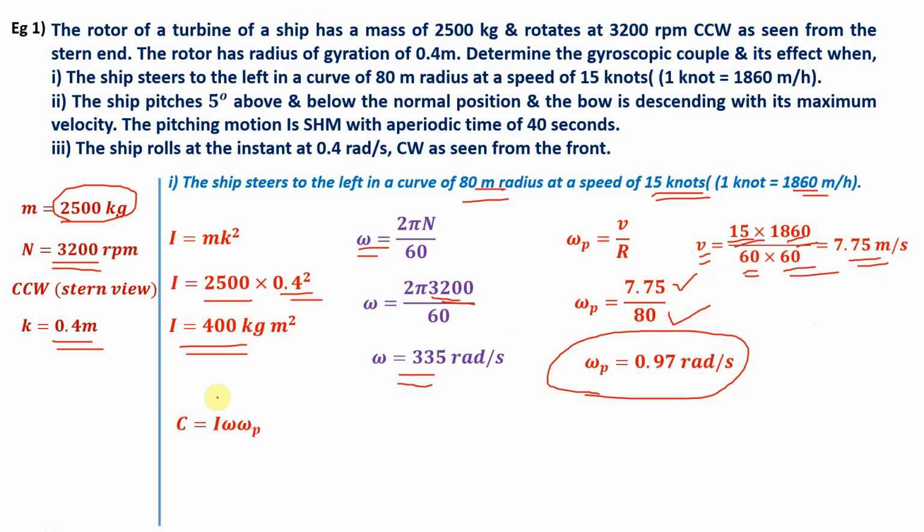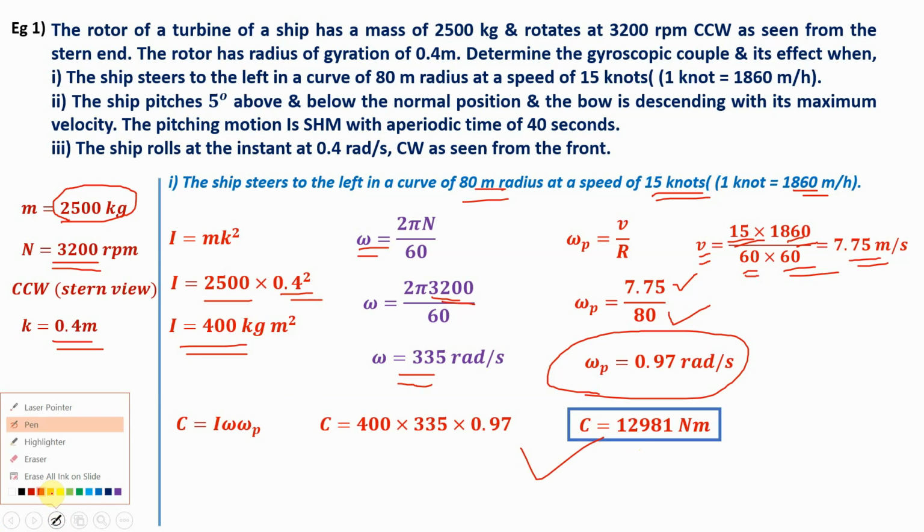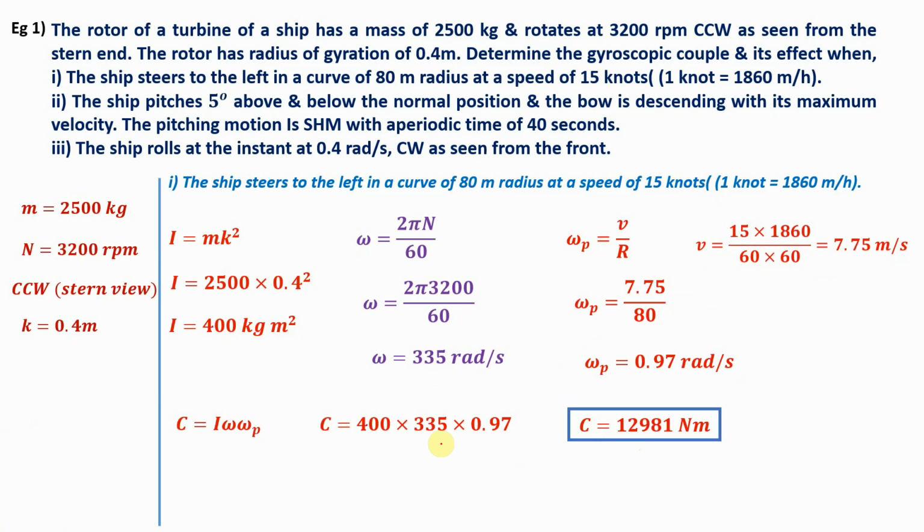The magnitude of gyroscopic torque is I omega omega p. So 400 into 335 into 0.97 gives the magnitude of gyroscopic torque 12981 Newton meters. Now this amount of torque is acting on the ship when it is steering to the left in a curve of 80 meter radius. Now we will find out its effect.